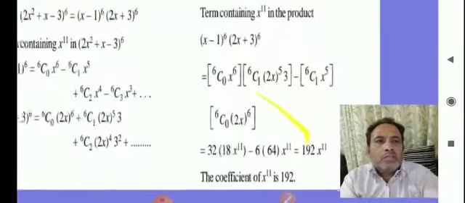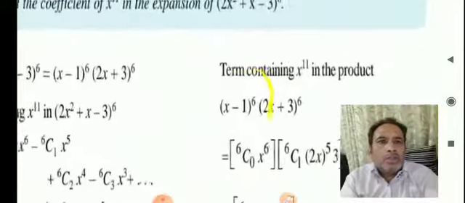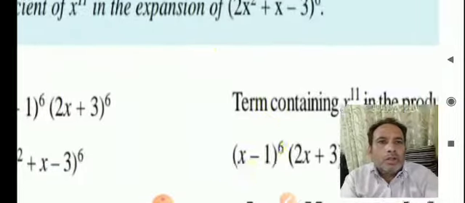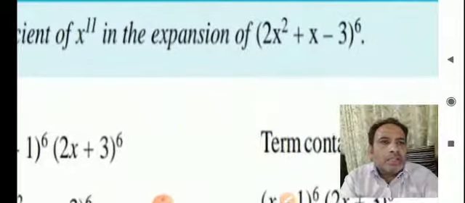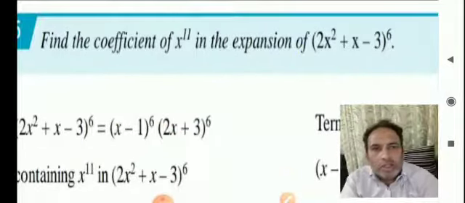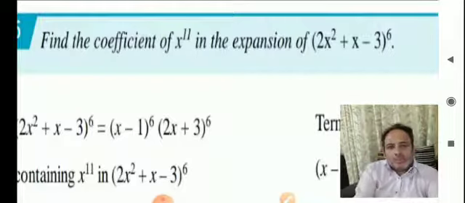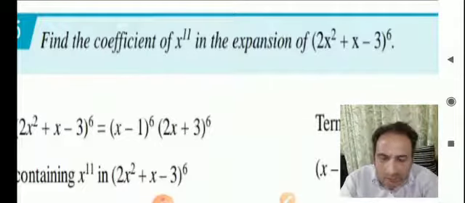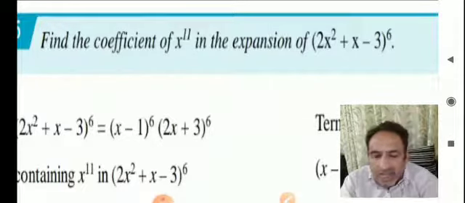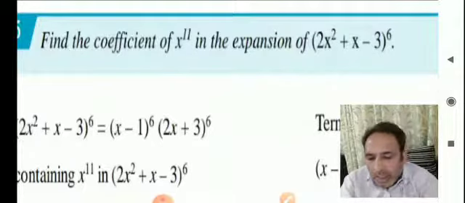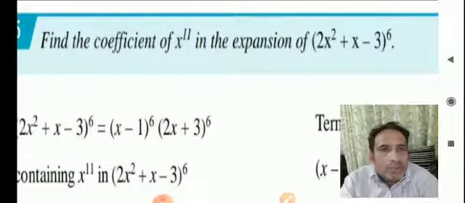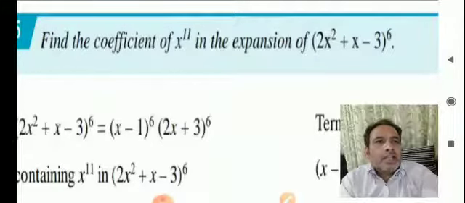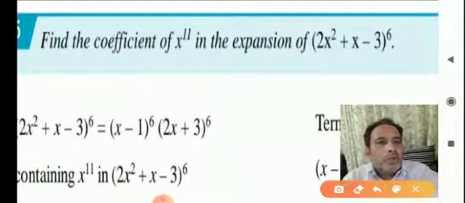Let me zoom out this problem and concentrate on 2x square plus x minus 3 to the power 6. What you have to do is find the coefficient of x to the power 11 in 2x square plus x minus 3 to the whole power 6. So if you see 2x square plus x minus 3, this is a trinomial, right? And so the concept of binomial you can't use over here. So better, just look at what you can do with 2x square plus x minus 3.